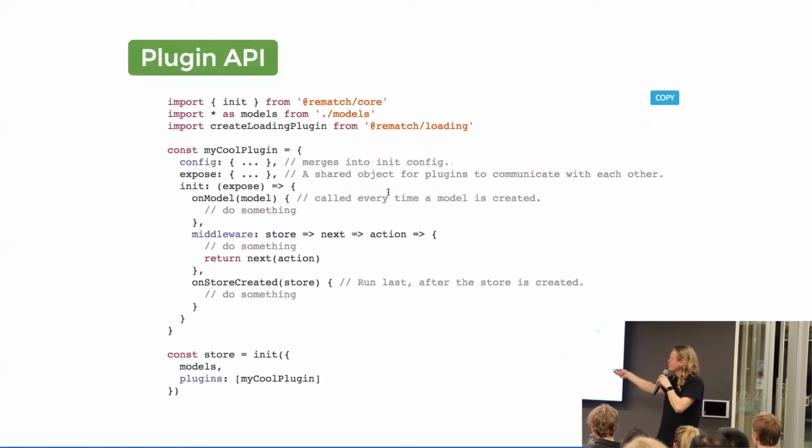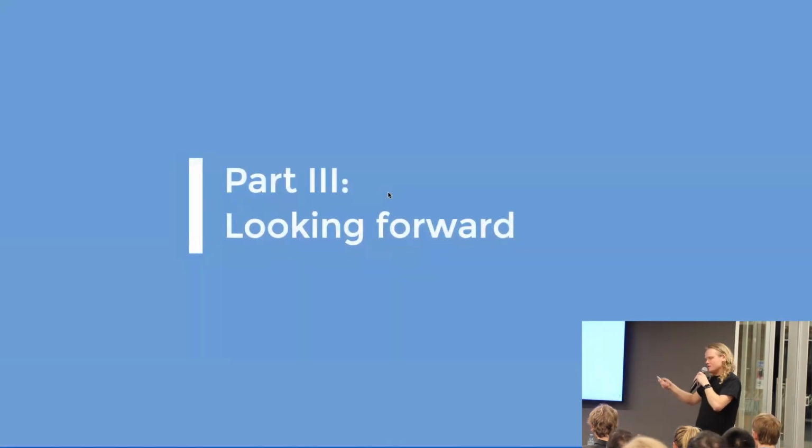Next key is expose. This is kind of like a shared object, which you can use to communicate with other plugins. And after that, we've got init, so you can see it takes expose, it needs to grab something from other plugins. We've got an onModel hook, which is executed every time a model is created. Middleware, which you're familiar with in Redux. And we've got a last hook, onStoreCreated, so when the store is finally created, you can do anything you need to do there. Cool, that's Rematch.